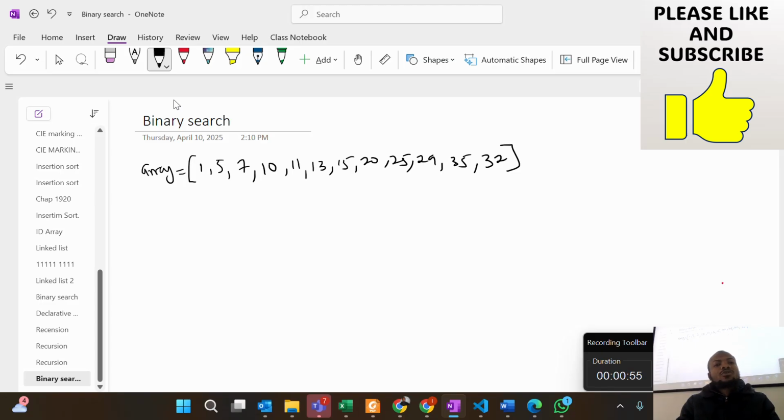Also, before you can use binary search, the array must be sorted. So you can use insertion sort or bubble sort to sort your array before binary search can be used. If the array is not sorted, then you cannot use binary search. Is that understood? Okay, good. So I have 35, 32, which means this is not sorted. It should be 32 and 35.